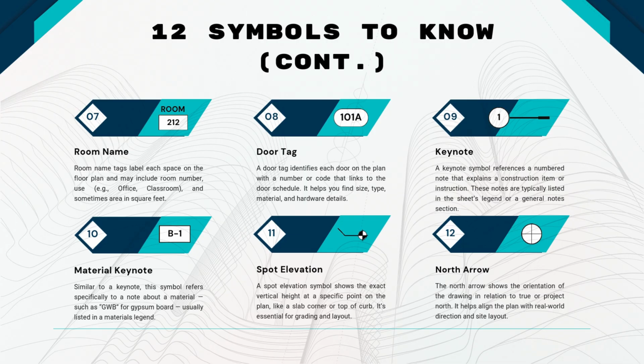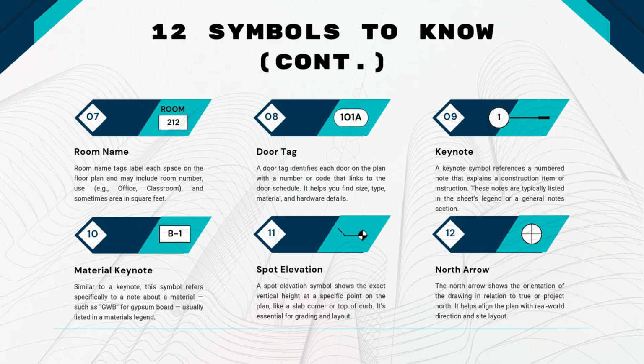A material keynote. Similar to a keynote, this symbol refers specifically to a note about a material, such as gypsum wallboard or GWB. It's usually listed in a material legend. Now, the spot elevation is similar to something we've already seen, but the spot elevation symbol shows the exact vertical height at a specific point on the plan, like a slab corner or the top of a curb. This is essential for grading and layout.